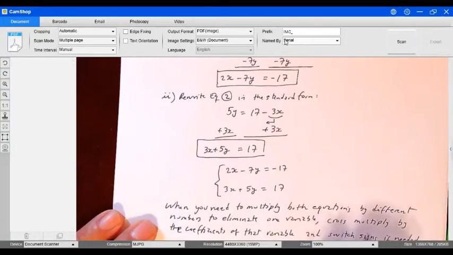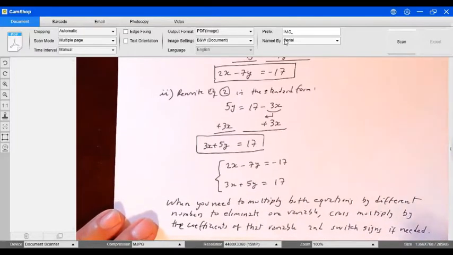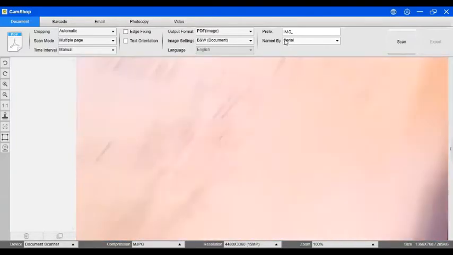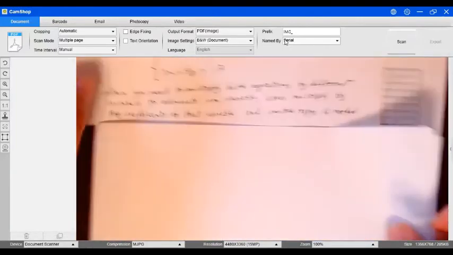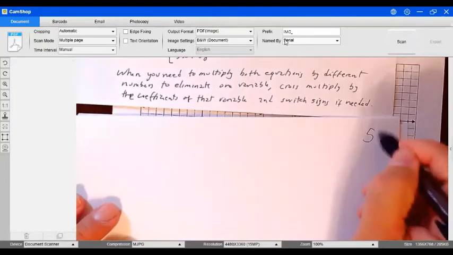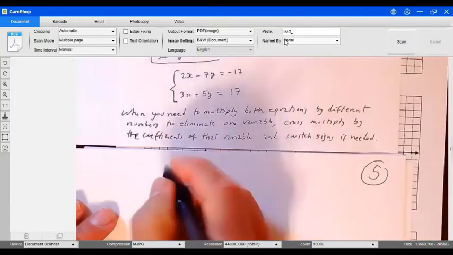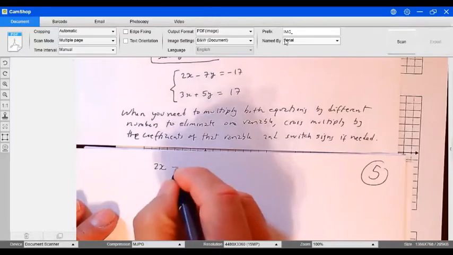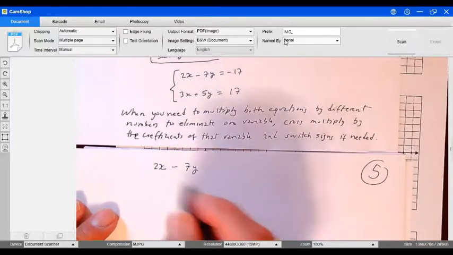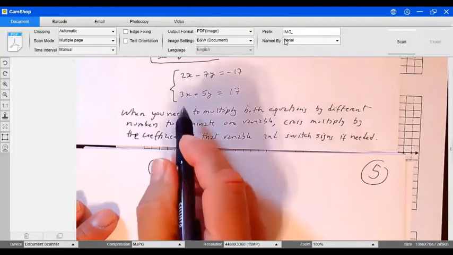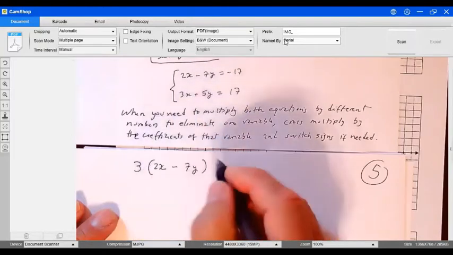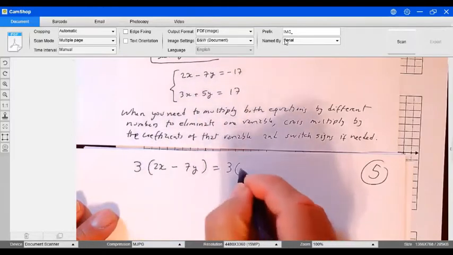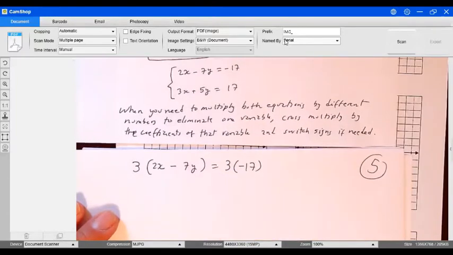So cross multiply the equations by the coefficient of that variable. So let's do that with x. So we have here 2x minus 7y. I'm going to multiply this by the coefficient of x in the second equation. And this is going to be my first equation multiplied by the coefficient of x in the second equation.